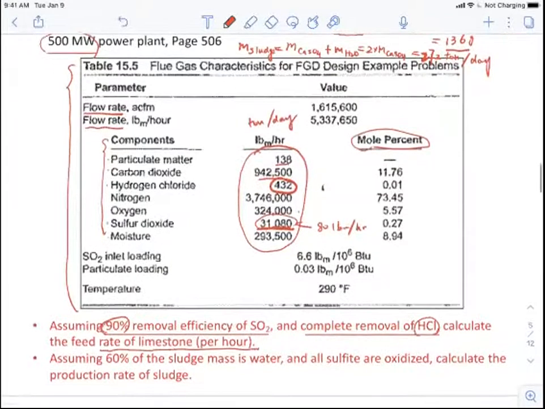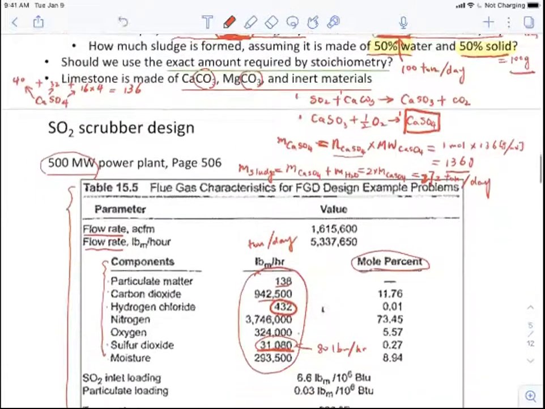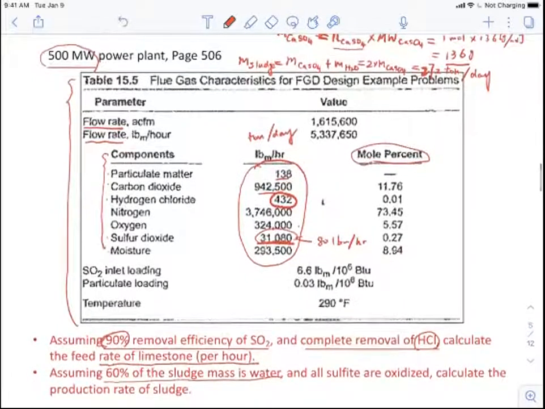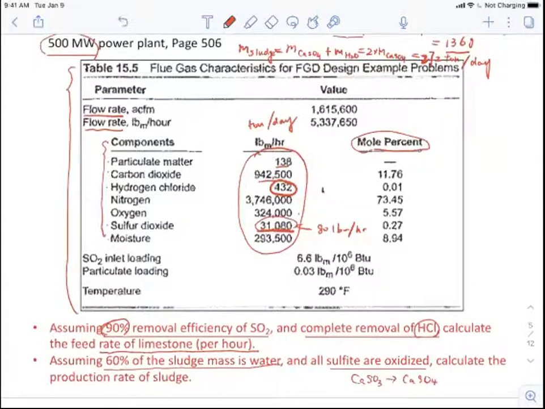The second part of the question says that we assume 60% of the sludge mass is water. For the previous problem, we assumed that 50% is water. So now 60% of the sludge is water and all the sulfite is oxidized. Basically the calcium sulfite is oxidized into calcium sulfate. And it wants us to calculate the production rate of the sludge. So this is also a very similar question to what's being asked here.